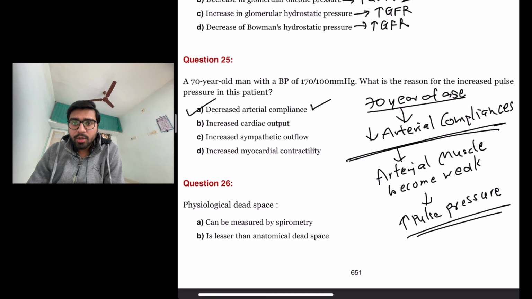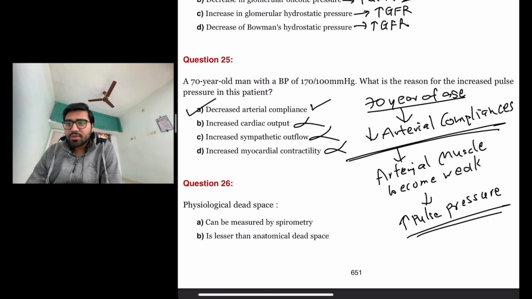Let us look at the other options. Increased cardiac output. No, increased cardiac output is not seen in 70-year-old men with this blood pressure. Increased sympathetic outflow. No, it is not the reliable answer. Increased myocardial contractility. No, it is not seen at the 70 years of age.